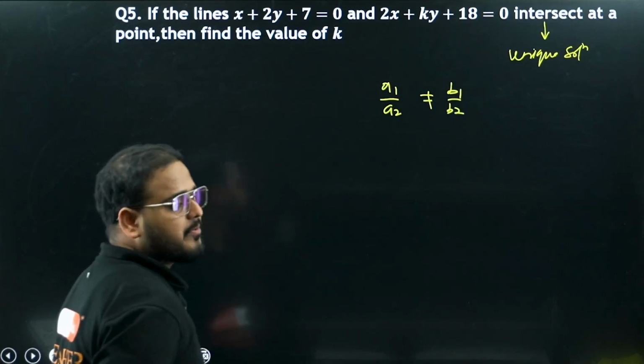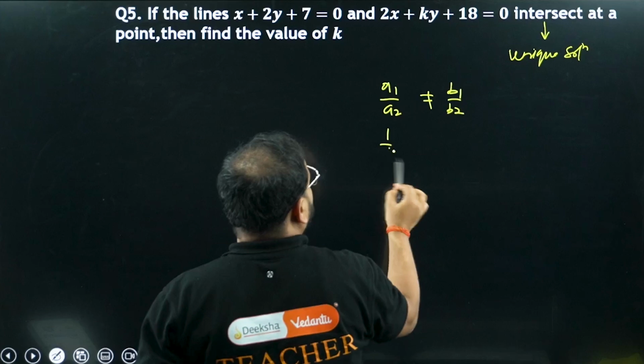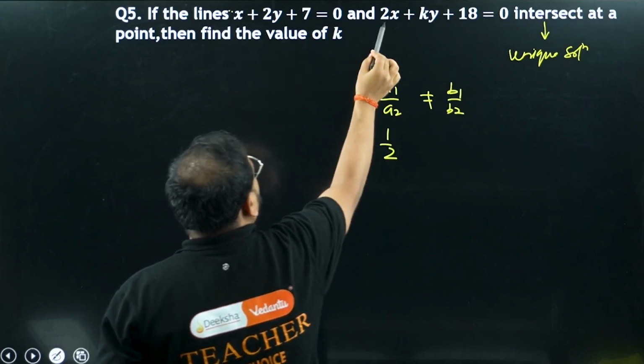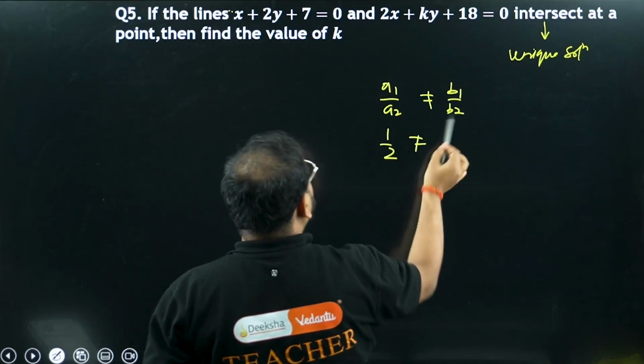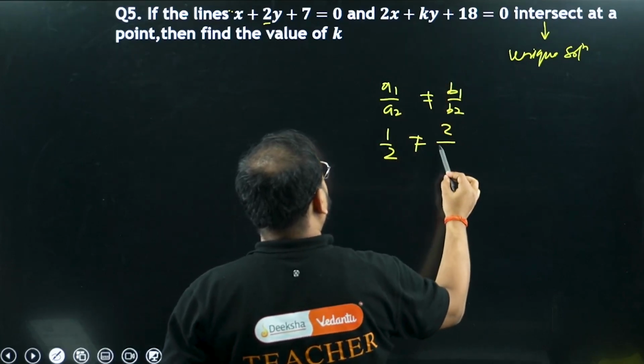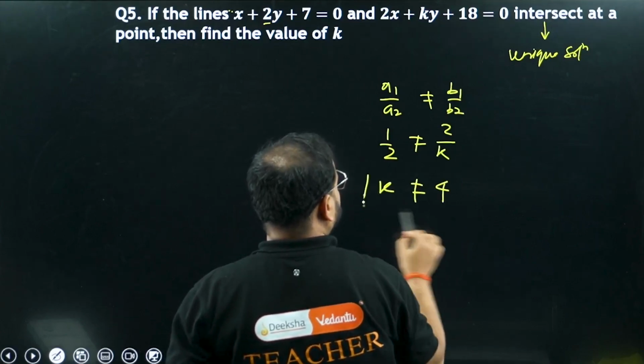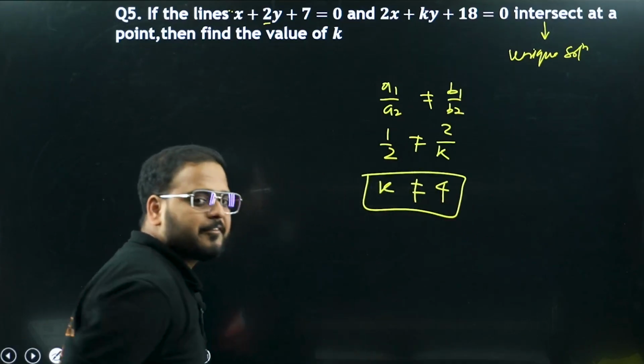a1 by a2 is not equal to b1 by b2. What is a1 by a2? Please check. Here 1 is there, here 2 is there. So 1 by 2. a1 is 1, a2 is 2. b1 is how much? 2. What is b2? K, sir. Cross multiply. K is not equal to 4. This is your answer. Means all the numbers except for 4.